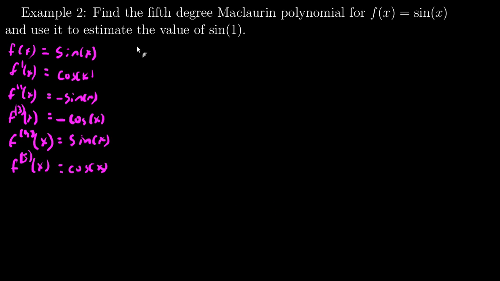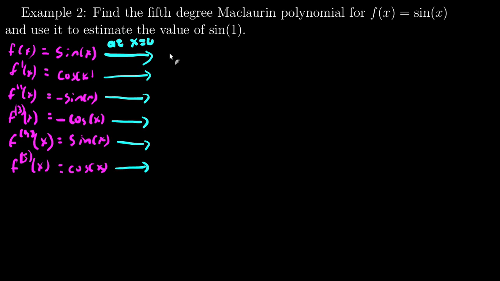Now I need to find all of these evaluated at 0. And so this is the notation I usually use. Again, it's not great. It doesn't explain as much. If I wanted to show it explicitly or without any explanation, I would write what I did before. But to save myself some time, I just sort of do this. At x equals 0, so I'm evaluating all these at 0. I get sine of 0 is 0, cosine of 0 is 1, sine of 0 is 0, negative cosine of 0 is negative 1, sine of 0 is 0, cosine of 0 is 1.